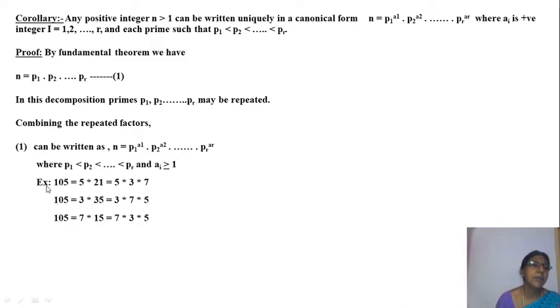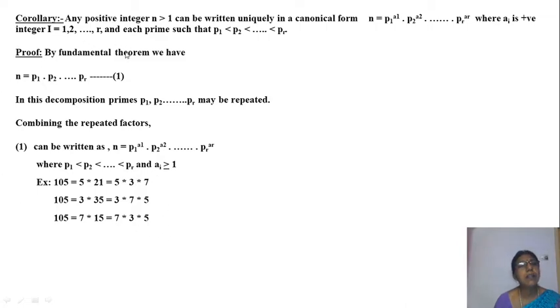See the example. 105 can be written as 5 into 21, that is 5 into 3 into 7. These three are prime numbers. So this is one way. 105 can be expressed as prime factors 5 into 3 into 7. Another person expressed it as 105 is equal to 3 into 35, 3 into 7 into 5. Another person expressed 105 as prime factors like this, 7 into 3 into 5. You observe these three are different forms.